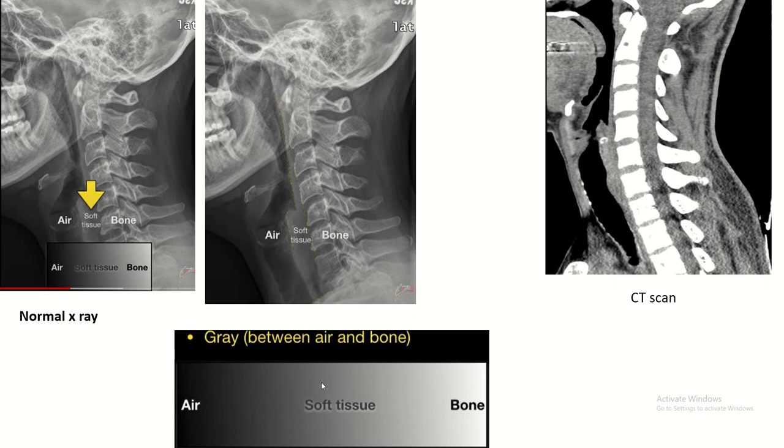Radiology and imaging. Normal X-ray. Air is black in a normal X-ray, bones are white, and soft tissue is gray in color. So this is the bones, this is air, soft tissue, bones. Air, soft tissue, bones. CT scan is also like this.